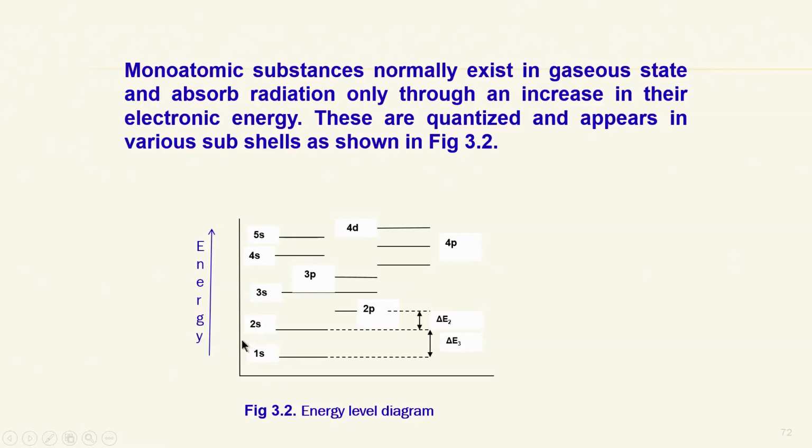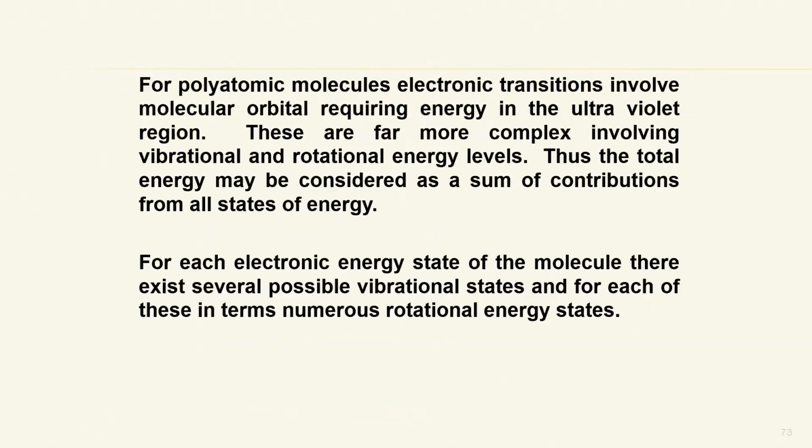That means, if I supply energy somewhere here, the transition does not take place. Only when I supply the energy corresponding to 2s minus 1s, then transition delta E3 will take place. And similarly, between 2s and 2p, delta E2 will take place only when it matches.